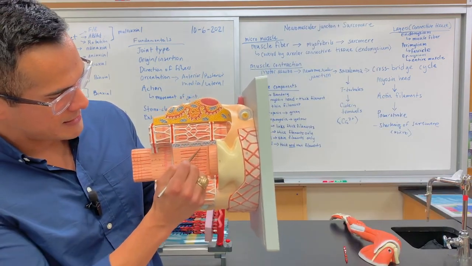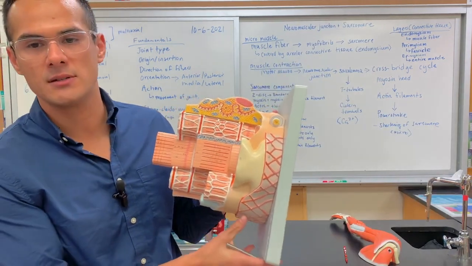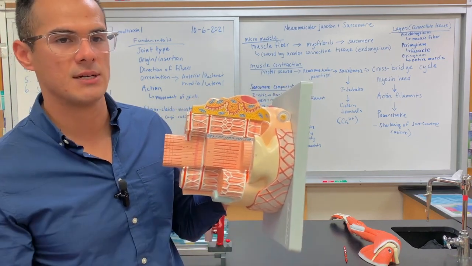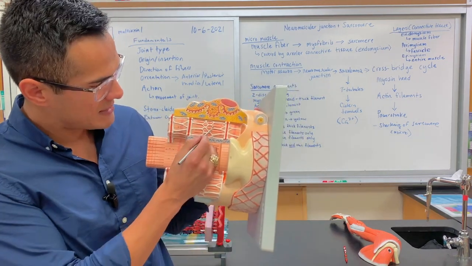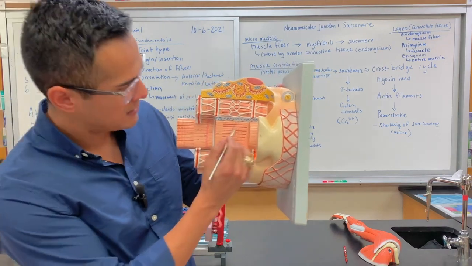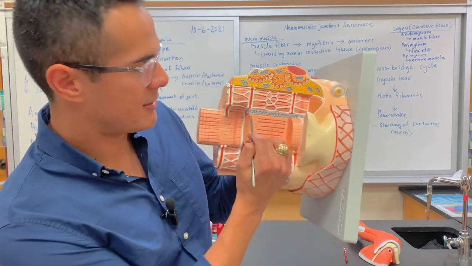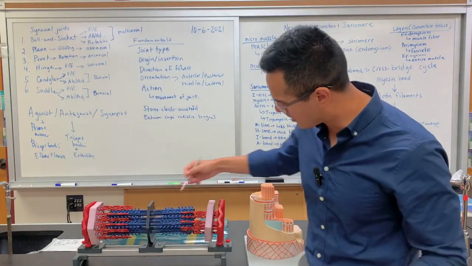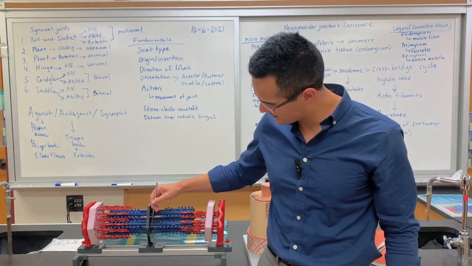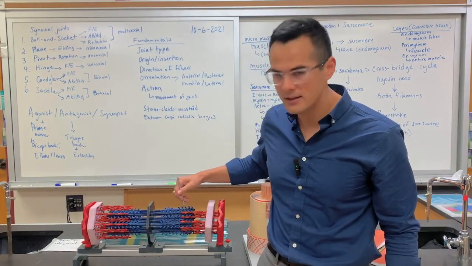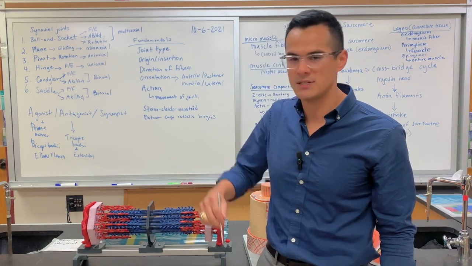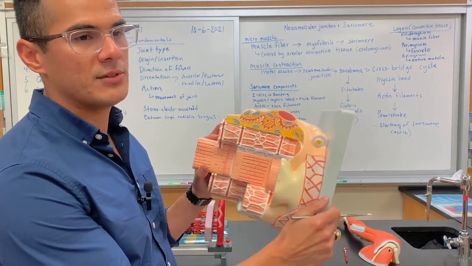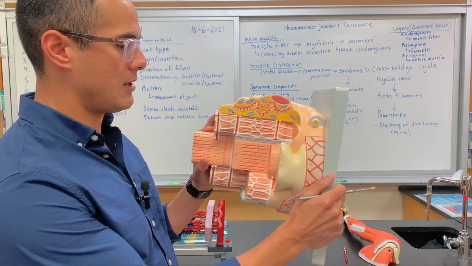These thick lines here are known as the thick filaments, also known as the myosin. Then you have the thin filaments, which are here. The part in blue here is the thick filaments. The part in red are the thin filaments. We need to look at a couple of different regions that are found on this model.